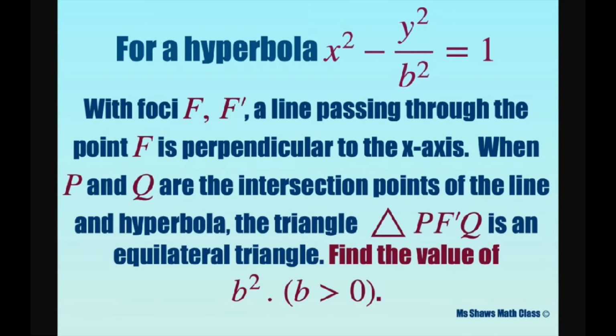For the hyperbola x squared minus y squared divided by b squared equals 1, with foci F and F prime, a line passing through the point F is perpendicular to the x-axis. P and Q are the intersection points of the line and hyperbola. The triangle PF prime Q is an equilateral triangle. We're going to find the value of b squared.